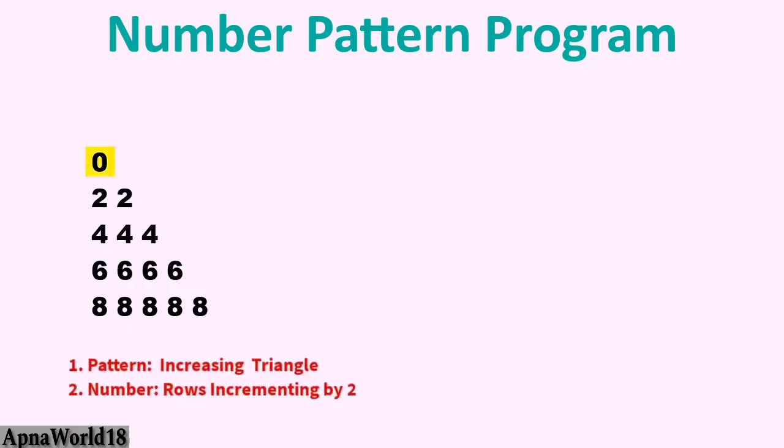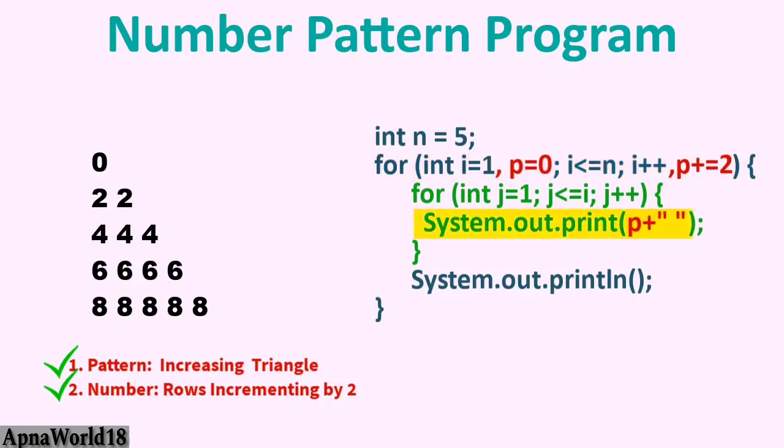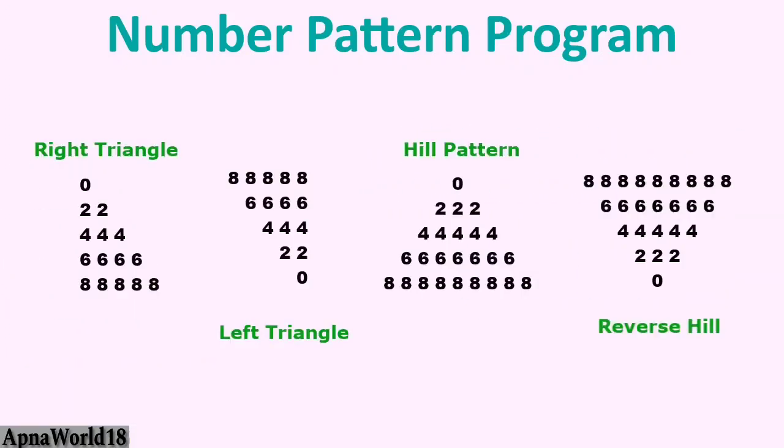Now in this pattern, first row starts with 0 and then next row is 2 and then 4 and 6 and 8. Here again we will take the shape pattern program first and then in outer loop we will set initial value of p to 0 and then increment by 2. In print statement we will print p. This gives us the program for rows incrementing by 2. By using the same logic and first selecting the right pattern program and just changing the start value and increment value in the outer loop, you can create any of these number patterns.